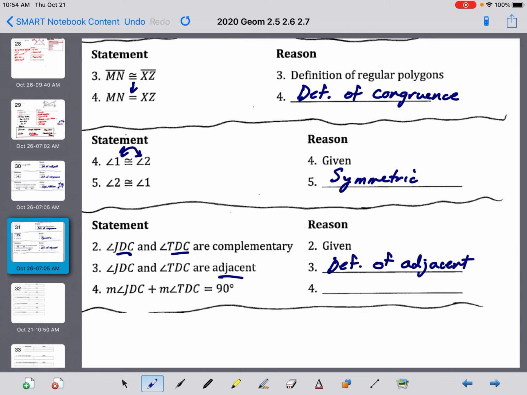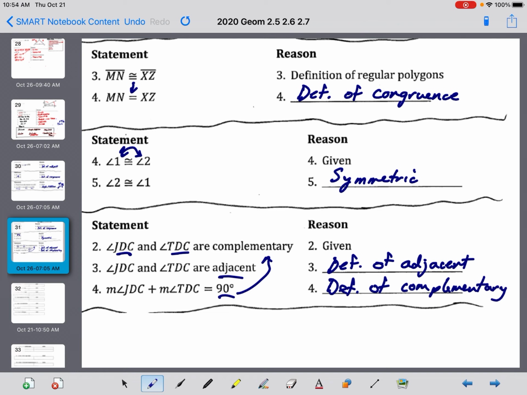So if a term is used, oftentimes it's the definition of the term. But then statement 4 switches to the number 90. Well, the number 90 comes from this word complementary, so this would be definition of complementary. So definitions allow us to place words. They also allow us to place numbers.